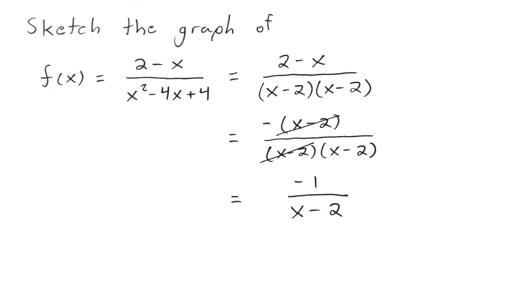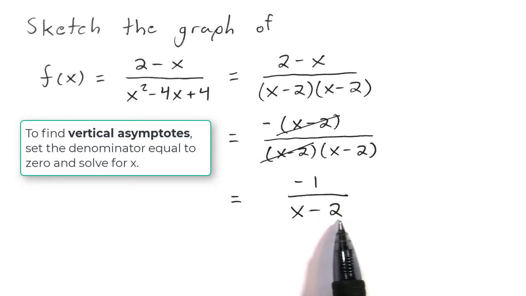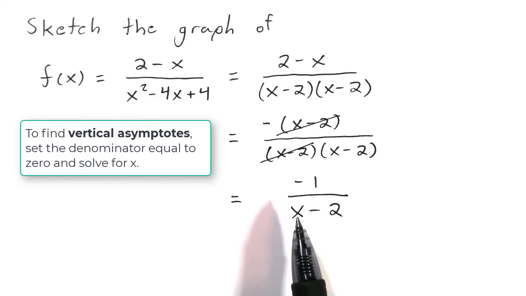Second thing I can look for are asymptotes. Does this have any asymptotes? Well, I can find vertical asymptotes where the denominator is equal to 0. And yes, that does happen. Notice that the denominator is equal to 0 when x equals 2. So x equals 2 will be a vertical asymptote.